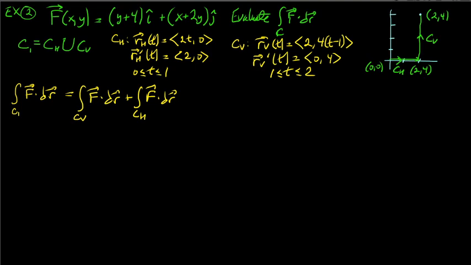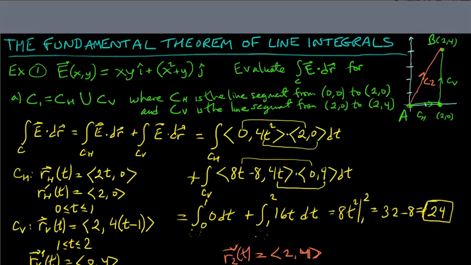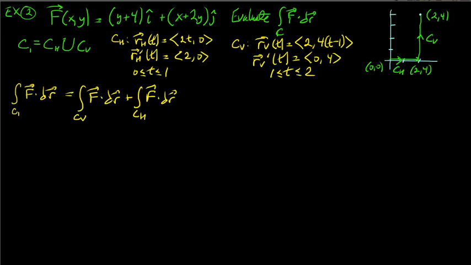Here's our next example. Here we're given another vector field, this time I'm calling it F: y plus 4 times i plus x plus 2y times j. Again, we're going to evaluate the line integral of that vector field over essentially the same curve we had earlier: two line segments from 0, 0 to 2, 0, and then from 2, 0 to 2, 4. It looks like I made a mistake there. That should be 2, 0 right here, and then from 2, 0 to 2, 4.